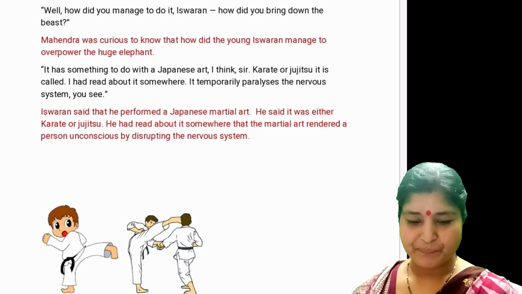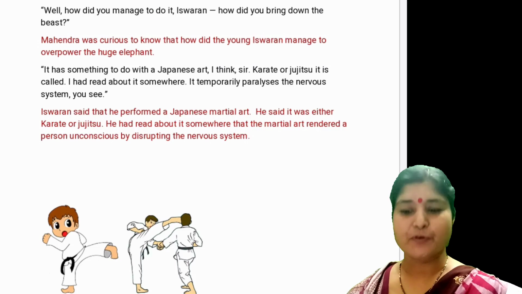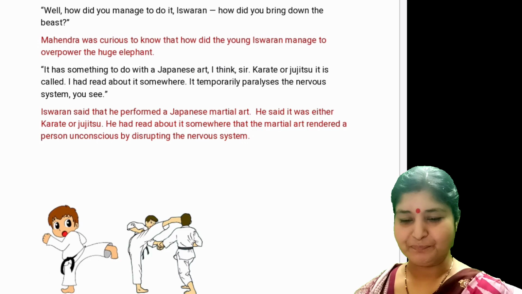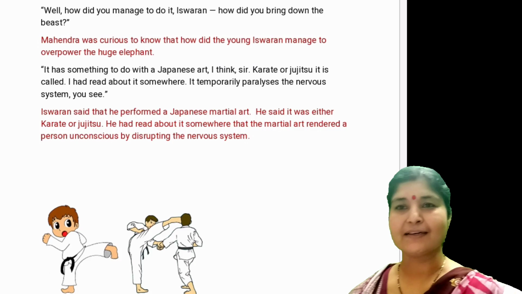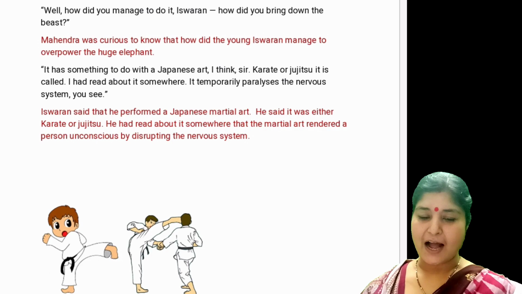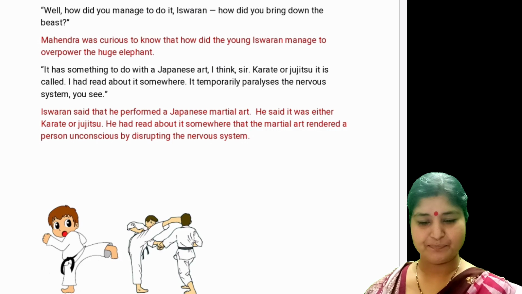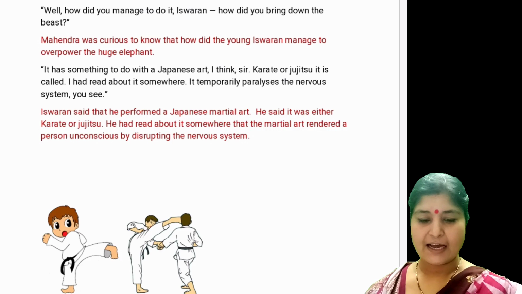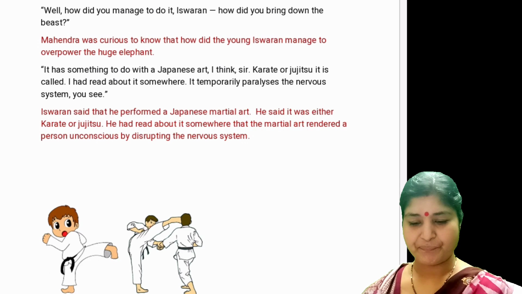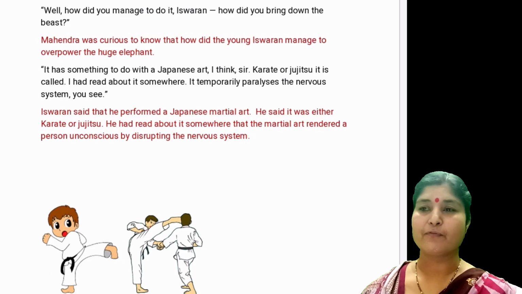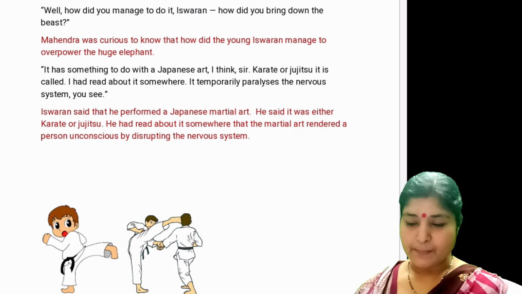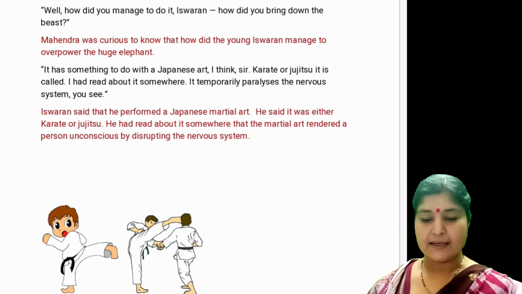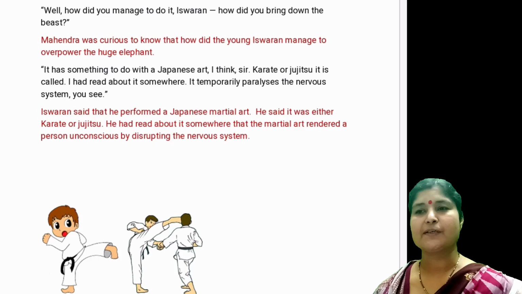So how did you manage to do it, Iswaran? Who is asking? Mahendran is asking. How did you bring down the beast? It has something to do with a Japanese art. I think, sir, karate and jujitsu it is called. I had read about it somewhere. It temporarily paralyzes the nervous system, you see.